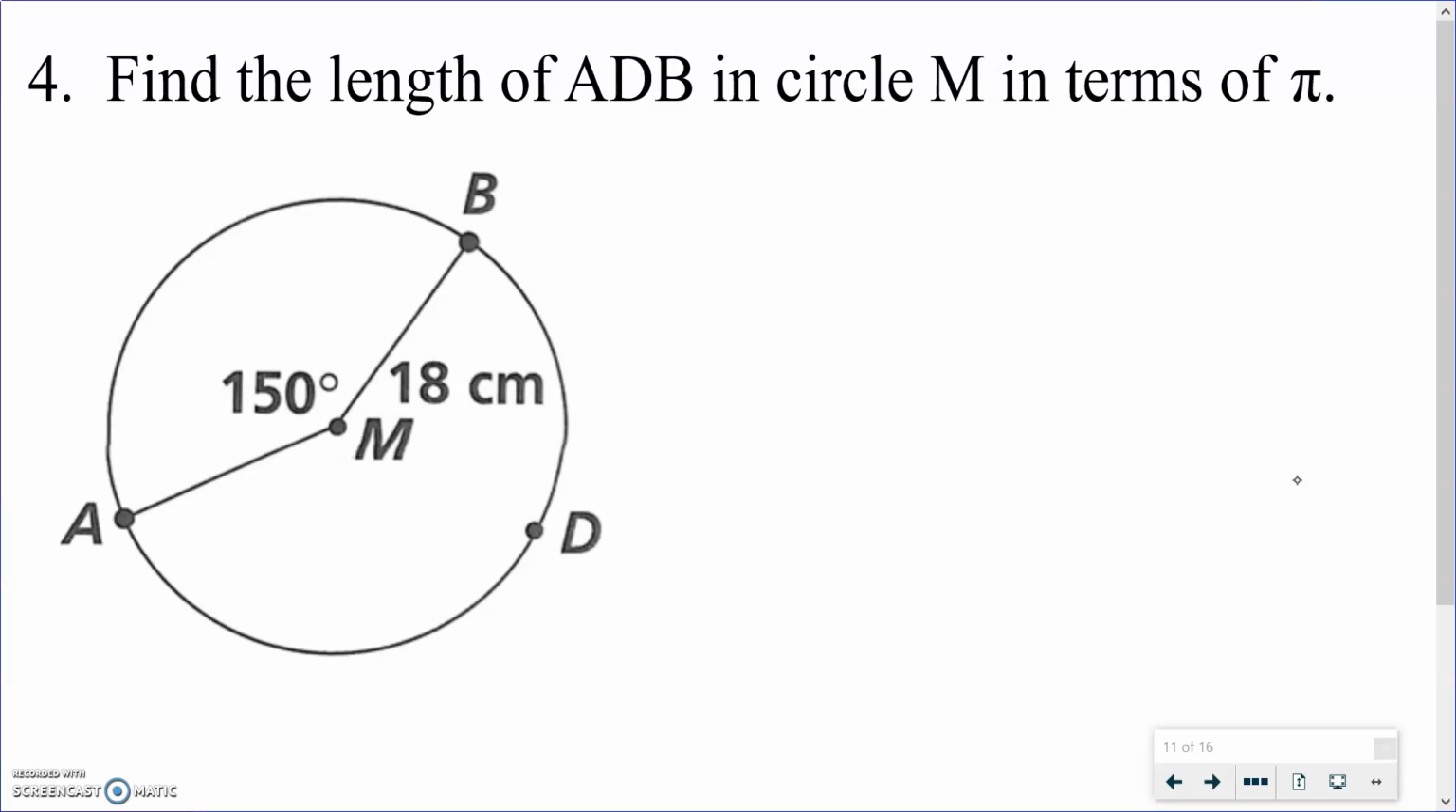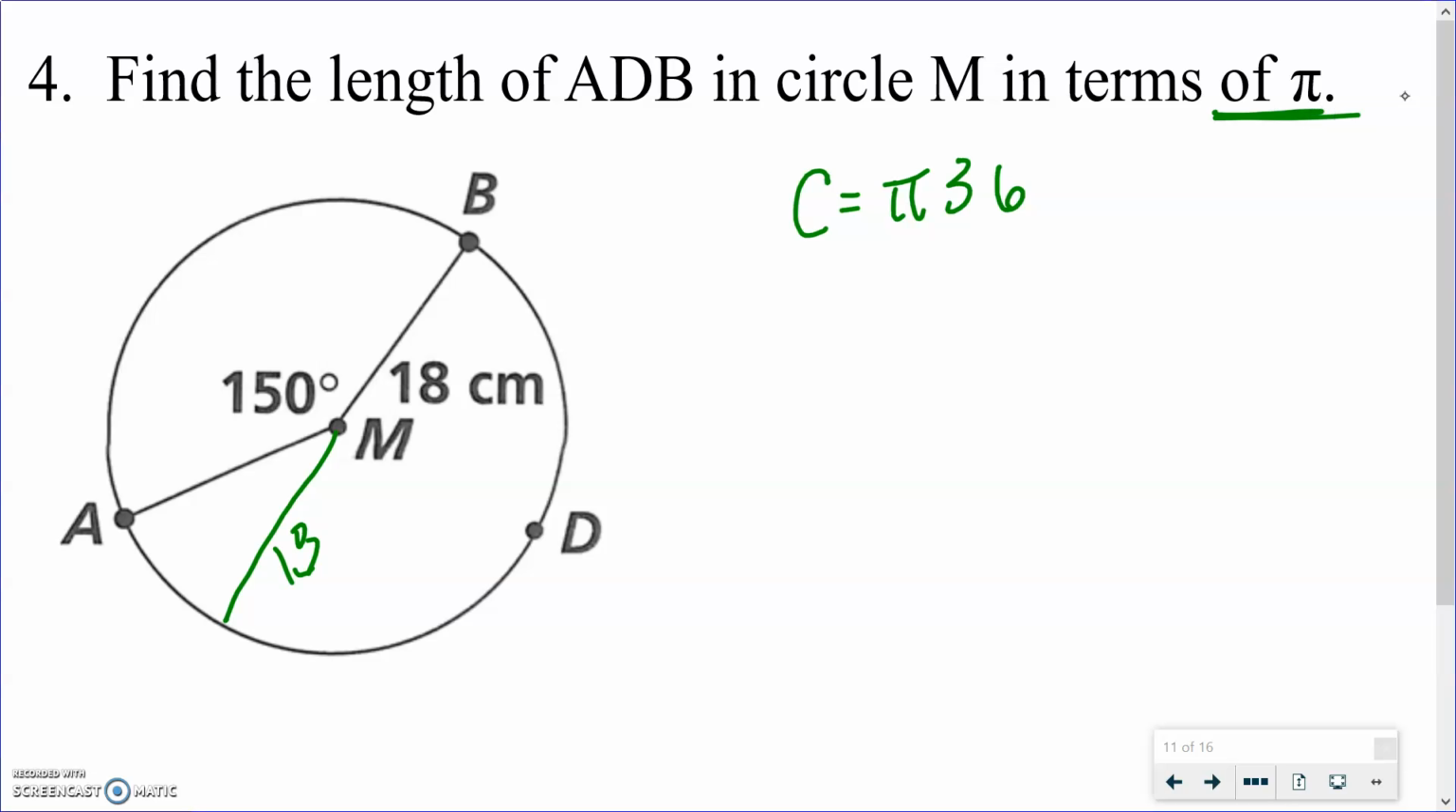All right. It says to find the length of ADB in circle M in terms of pi. Okay, so that's a lot. So what we want to do is find the actual length, not the degree measure. So this is where we're going to have to figure out the degrees over 360 times the circumference, and that'll give us that chunk of the circle. So we know our radius here is 18, so our diameter would be 18 plus 18, which is 36. So our circumference would be pi times 36.